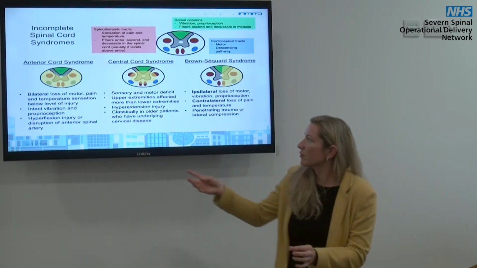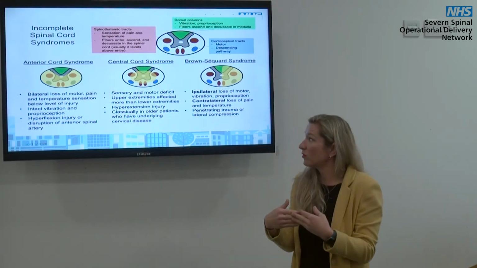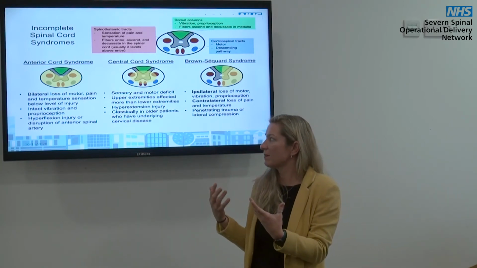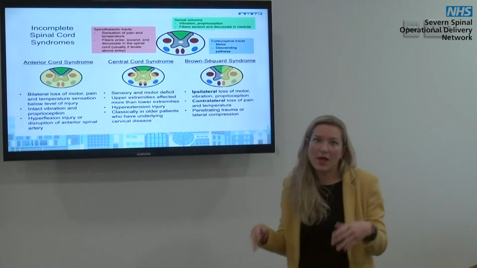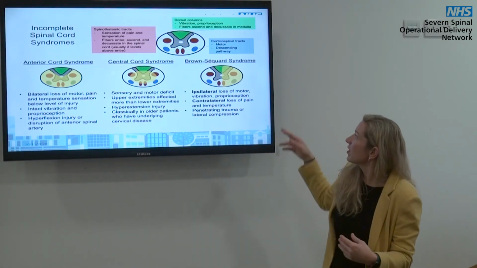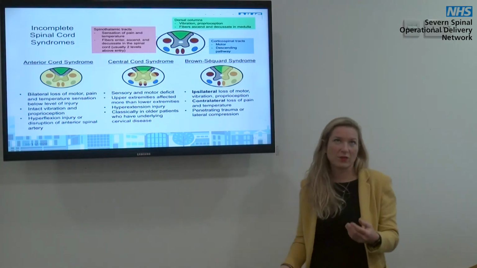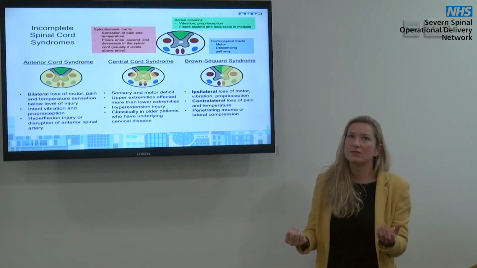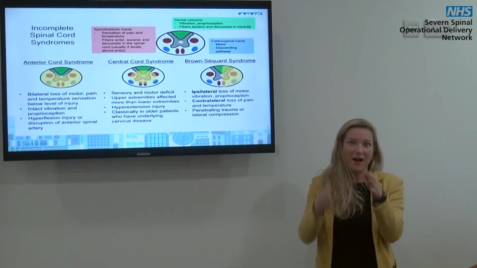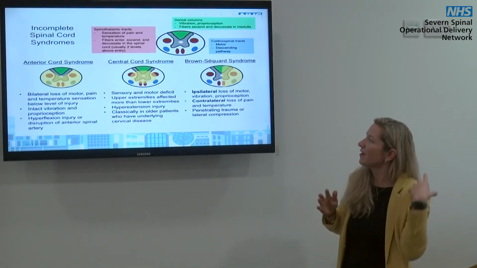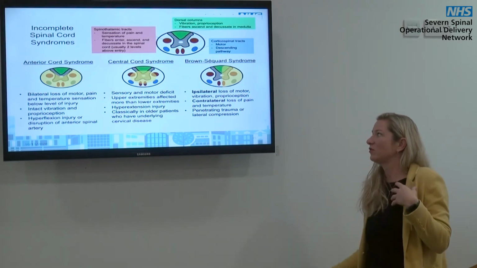You can have an anterior cord syndrome where just the front of the cord is affected, and then you get this kind of motor pain injury, but other areas of the cord are intact. Or you can get what we call a Brown-Séquard syndrome, where half the cord is affected. So this is really unusual, and it's usually if somebody's been stabbed in the back and cut half their cord off, and so you get one side has a pain and temperature loss and the other side is a motor.